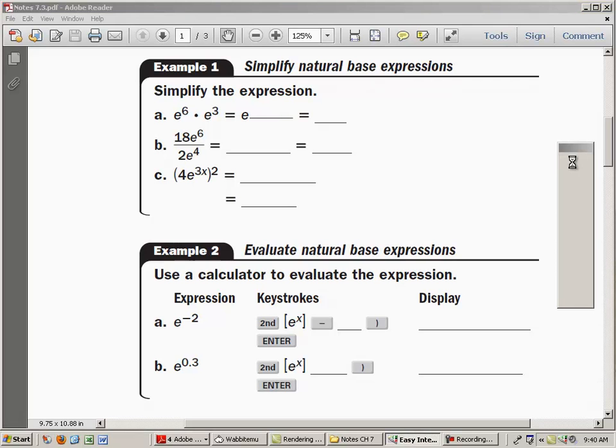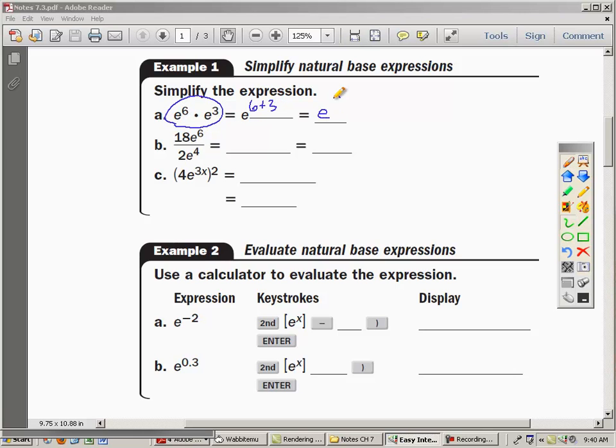Again, we can treat this e kind of like a variable if we want to, but really this says two things with the same base. What do we do to the exponents? Well, that's 6 plus 3, so this is e to the 9th power. Just to review your exponent properties, when we have two things with the same bases, we add the exponents.